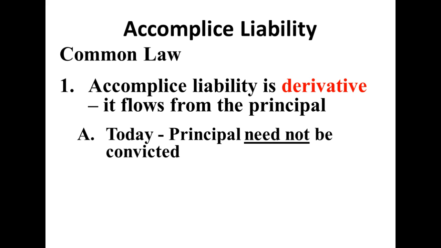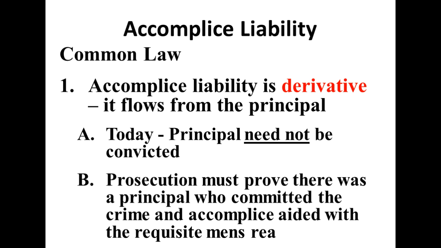Even if the principal is not caught, cannot be convicted, the accomplices can be convicted. What is required is the prosecution must prove that there was a principal who committed the crime and the accomplice aided with the requisite mens rea. So that is that they have to show that somebody out there committed the crime and that the accomplices aided in this.